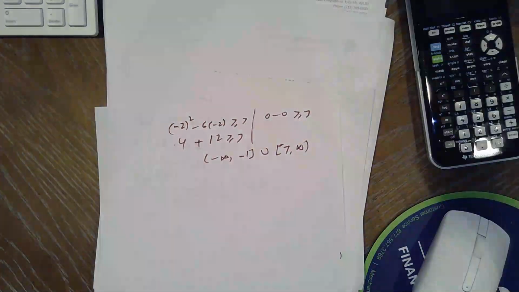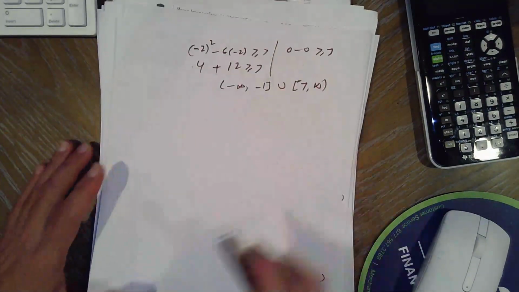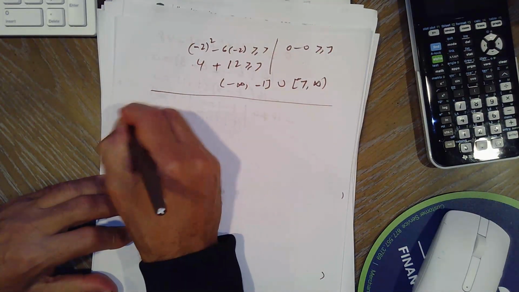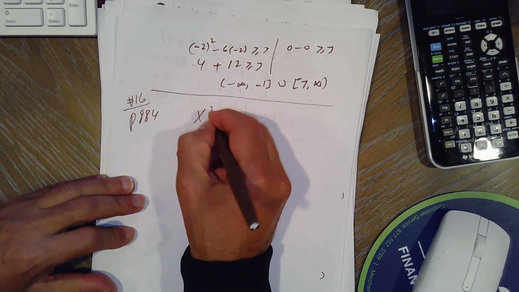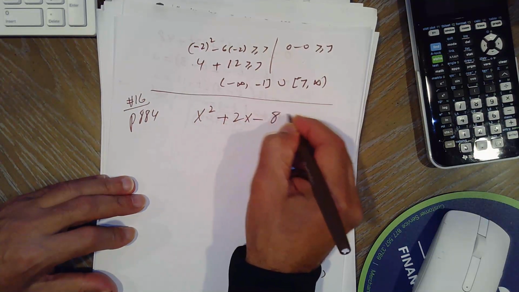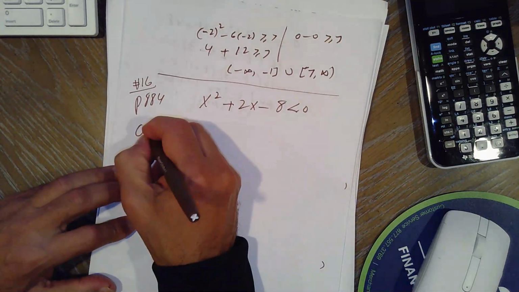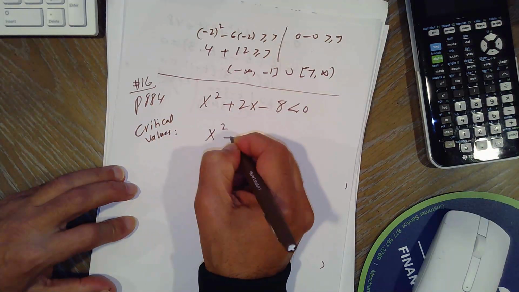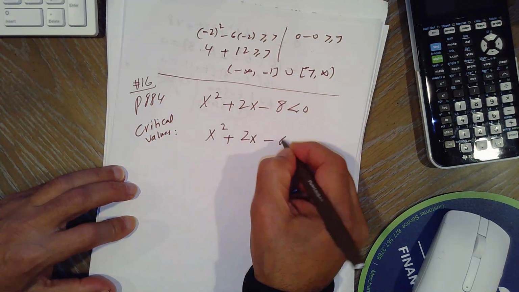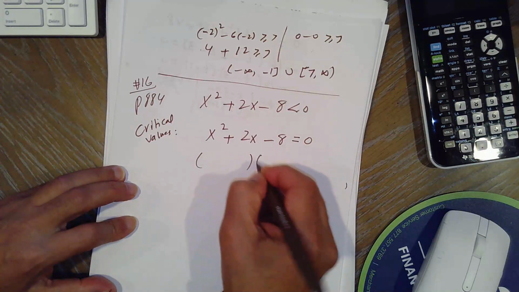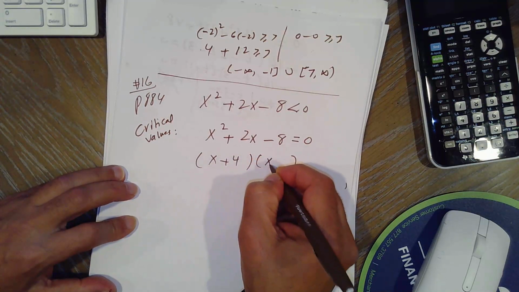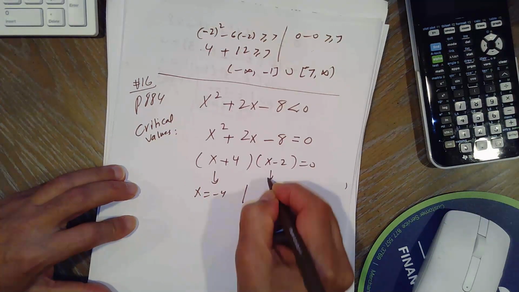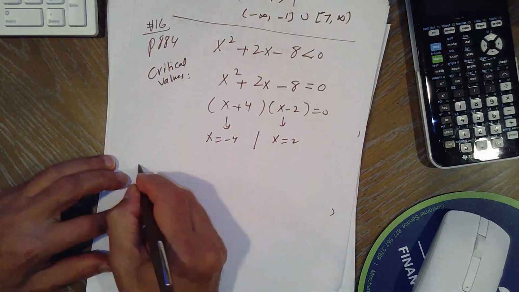Number 16, page 884. Solve the inequality x squared plus 2x minus 8 less than 0. We start out by finding what we call critical values. x squared plus 2x minus 8 equals 0. Luckily, this factors: x plus 4, x minus 2. So the two critical numbers that we're going to put on the number line are negative 4 and 2.